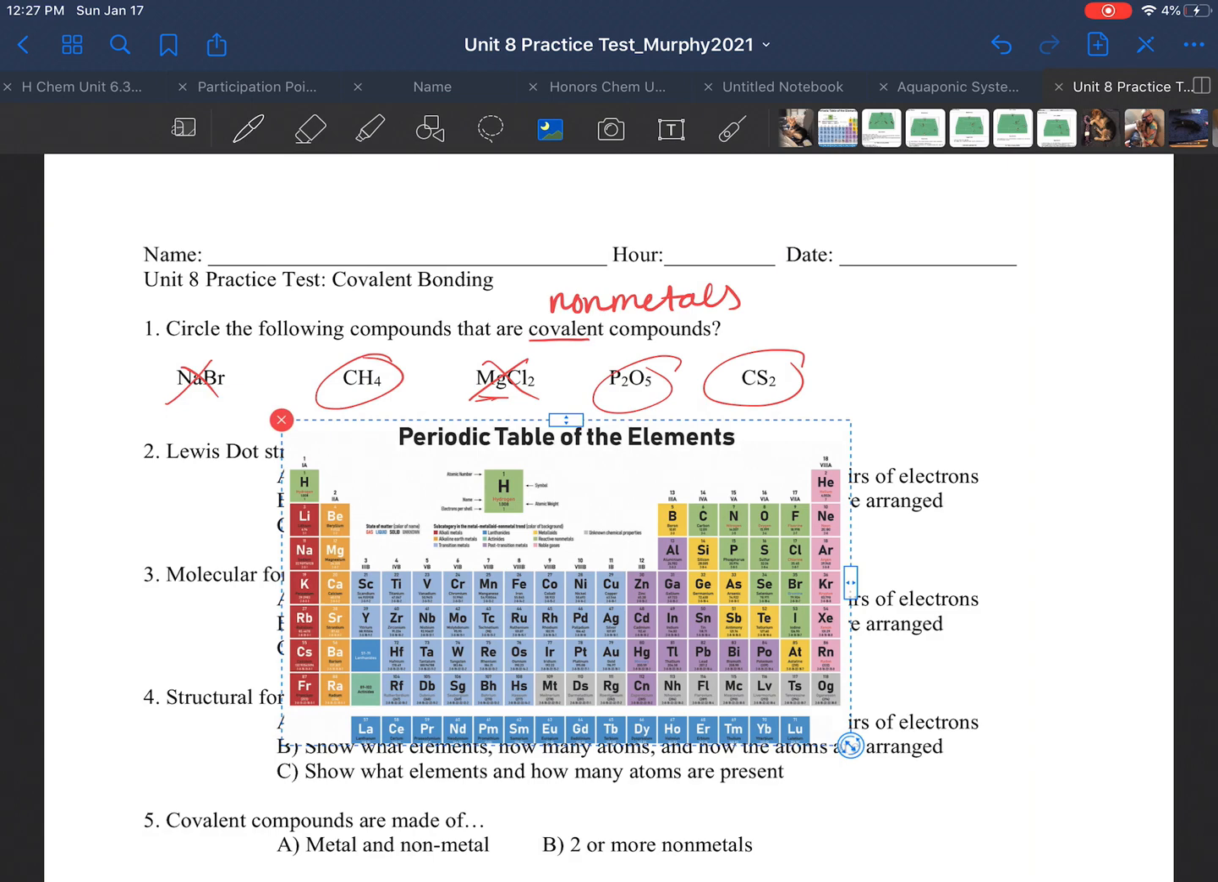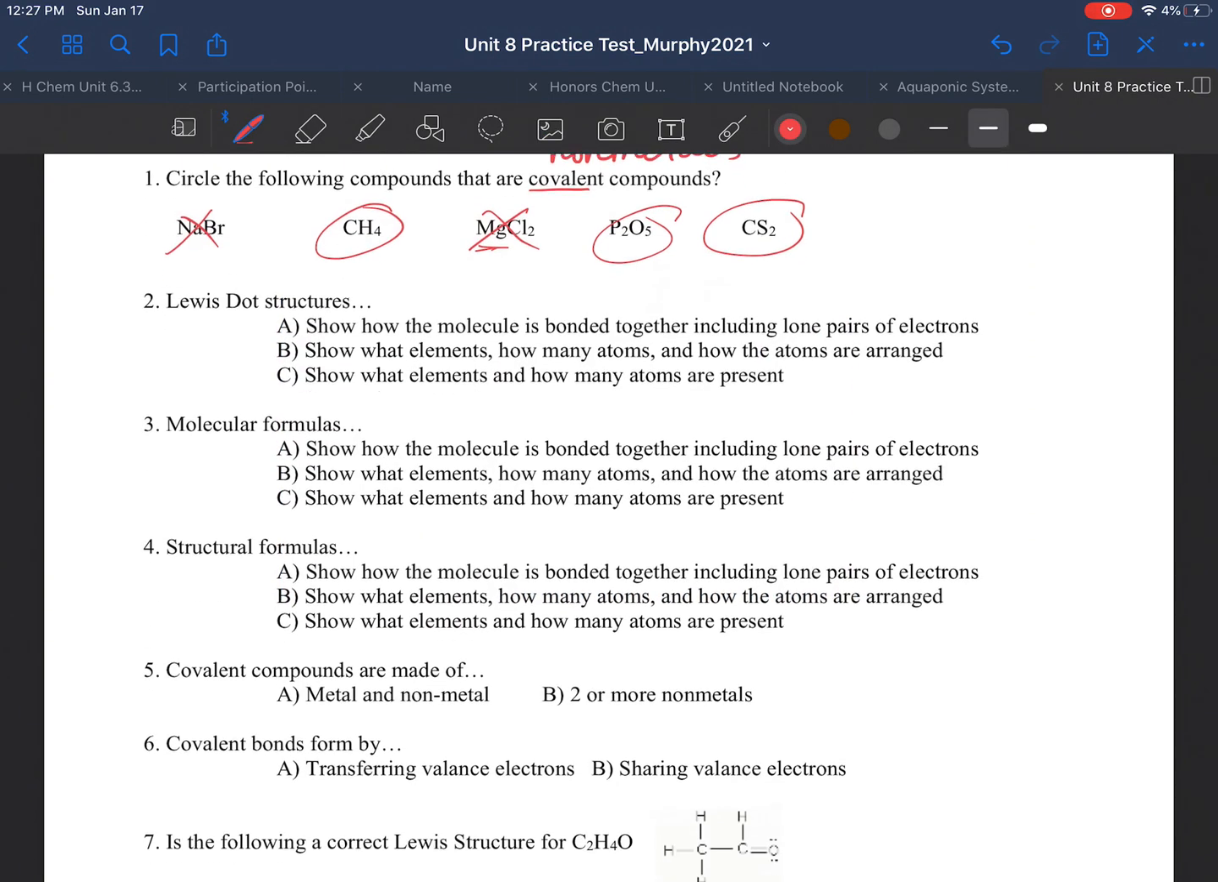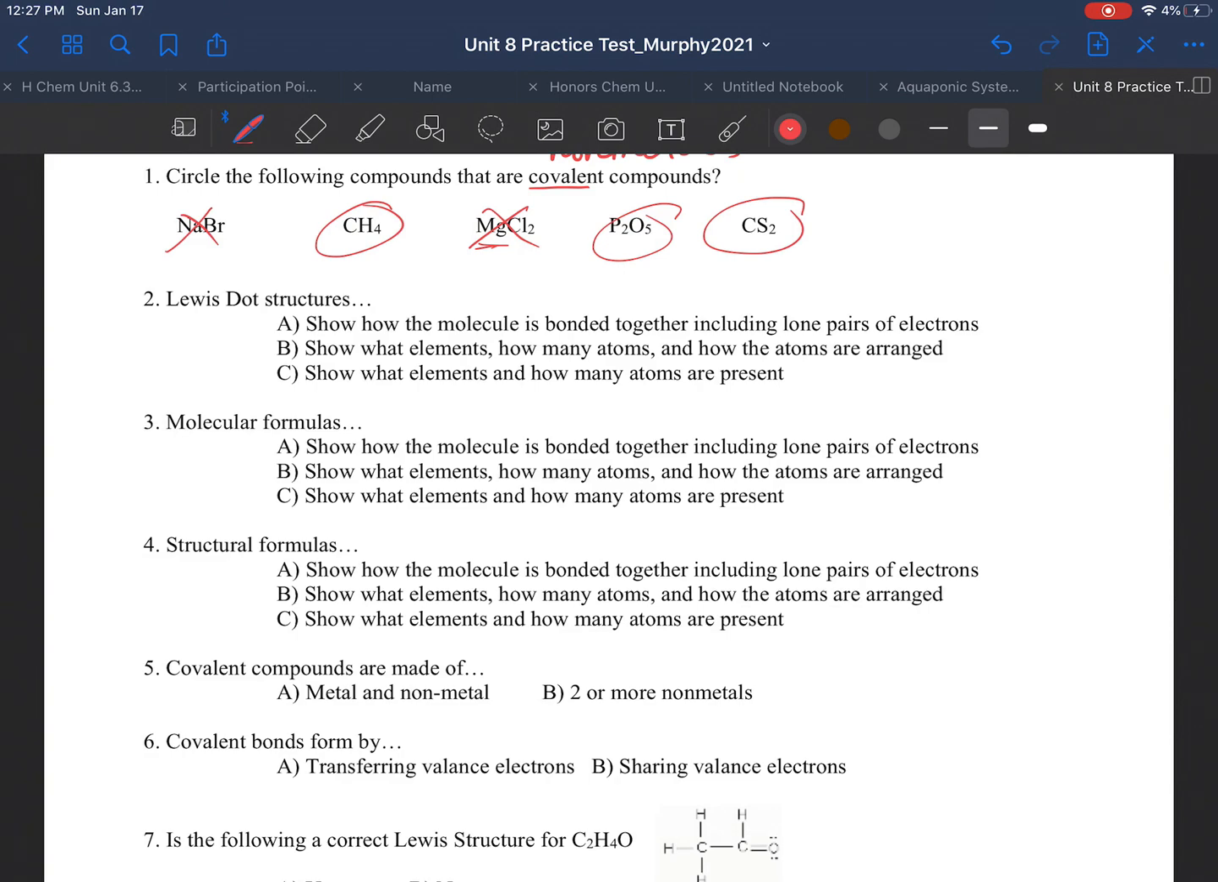Okay, so Lewis dot structures. The next three questions are talking about the differences between Lewis dot structures, molecular formulas, and structural formulas. Lewis dot is when we draw our valence electrons. For methane, or CH4, this would be the Lewis dot structure. It's telling us what elements and how many atoms are present. We know how the atoms are arranged, and we also know how the molecules are bonded together. So A is the most correct answer.